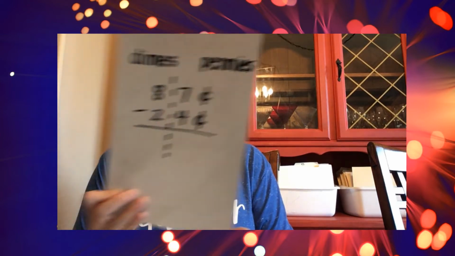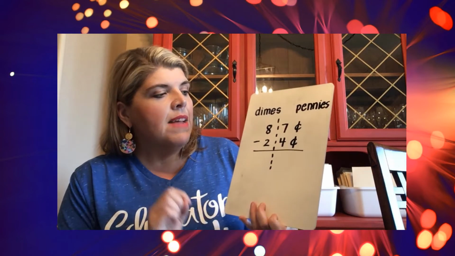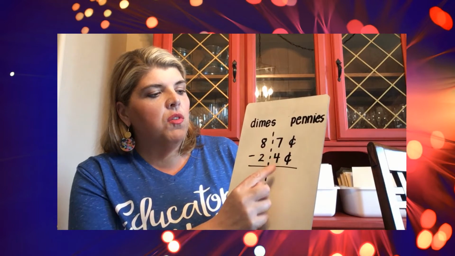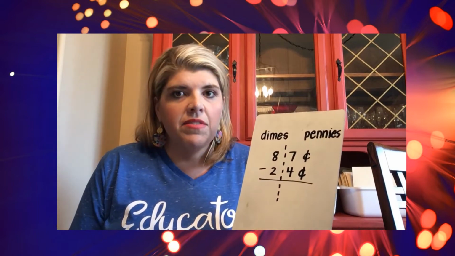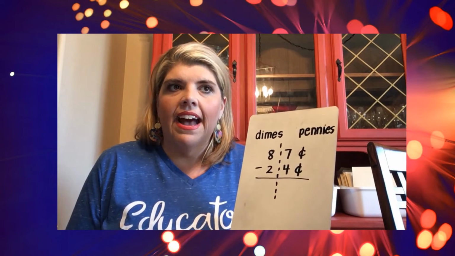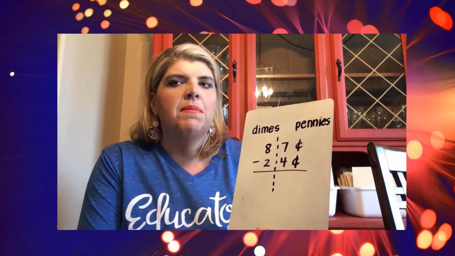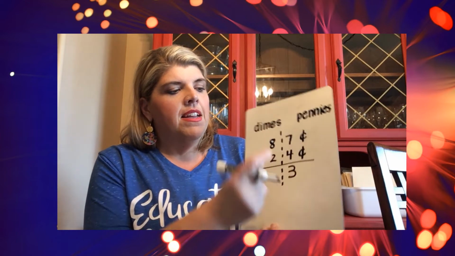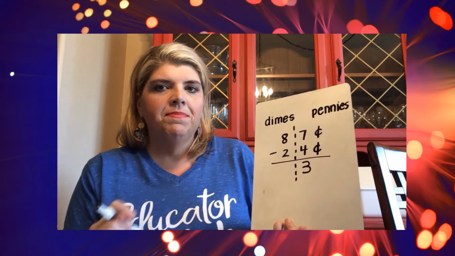So first, we're always going to start with the pennies, okay? So in this column, I have 7 minus 4 pennies. If I have 7 pennies and I take 4 away, how many pennies am I going to have left? It's just the same as 7 minus 4. 7 minus 4 is, you're right, 3. So I'm going to put that on that side. 7 minus 4 is 3, okay?